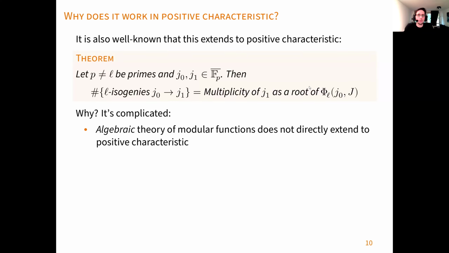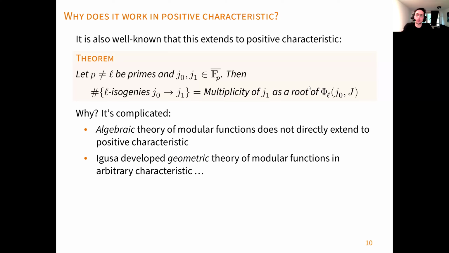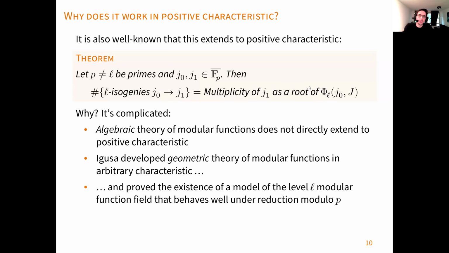So we don't have an algebraic theory of modular functions, but what Igusa was able to show is that he was able to develop a so-called geometric theory of modular functions in arbitrary characteristics. And he proved the existence of a suitable model of the level L modular function field that behaves well under the reduction mod p, assuming that p is not equal to L, or more generally, that it doesn't divide the index of the modular polynomial we are looking at.